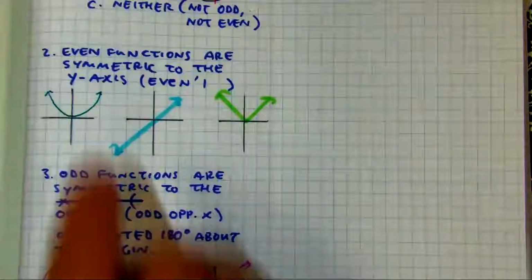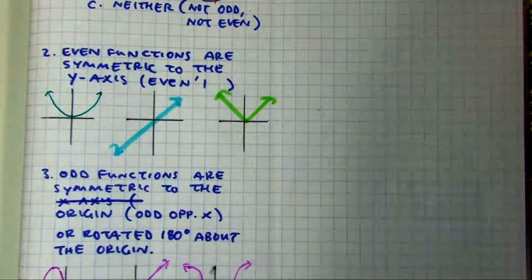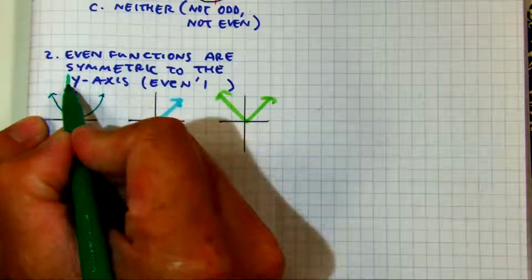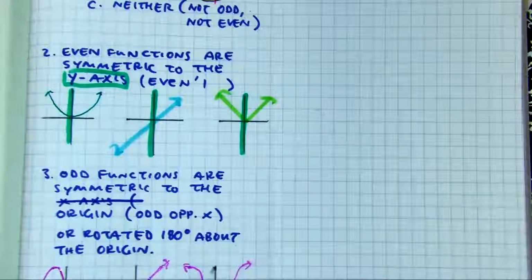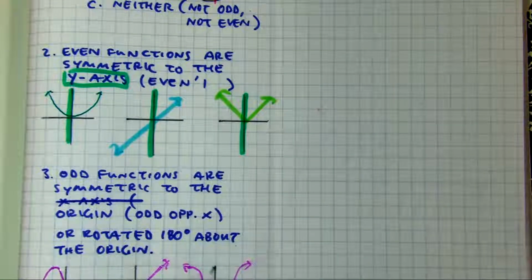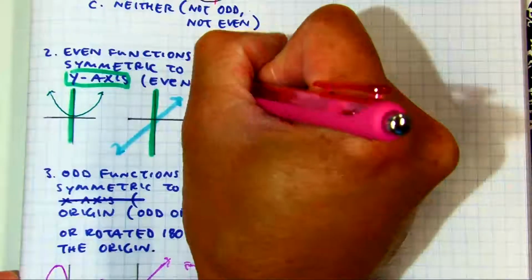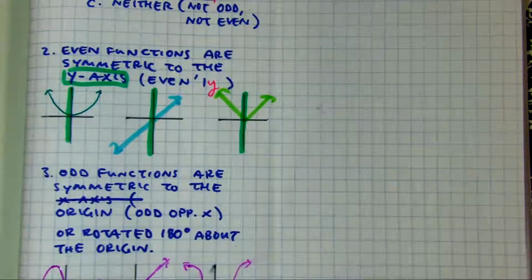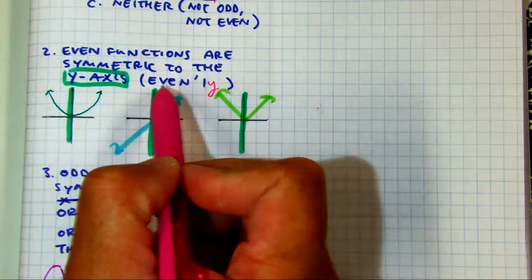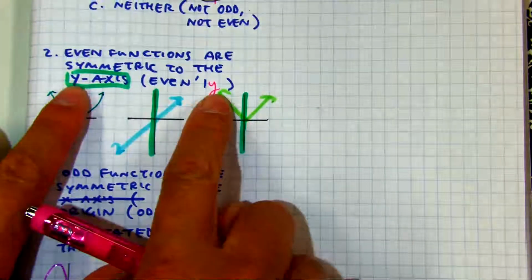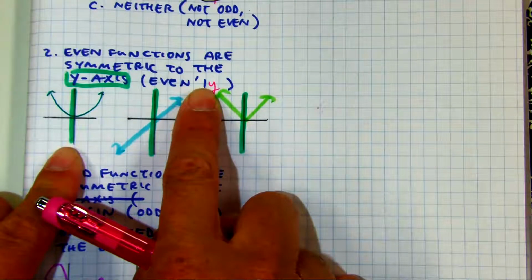So, even functions are symmetric to the y-axis. Let's highlight the y-axis. Now I have a silly phrase, these are kind of my trick. I have a phrase called evenly. Everyone say evenly. The phrase evenly will help us recognize that if it's symmetrical to the y-axis, like actually a line where this green one is, then it is an even function.